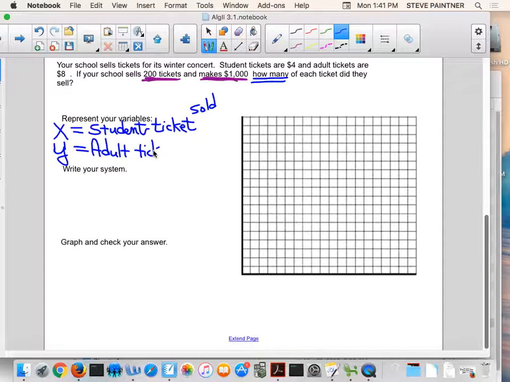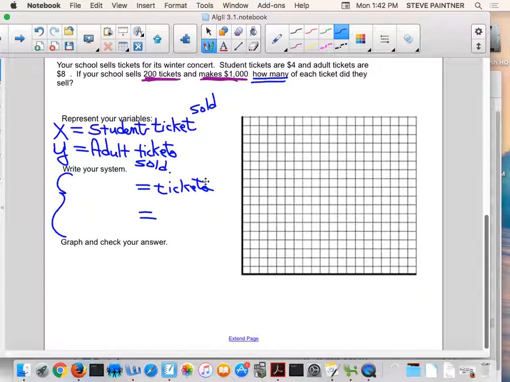Okay. Now I know what I'm looking for. I'm looking for how many did I sell, students and adults. But when you write your system, you have to think, they want me to write two equations, linear equations. On this side, usually I look for the total. I kind of underlined it right there. You know you sold a total of 200 tickets, so you should be thinking this way. Total tickets here.